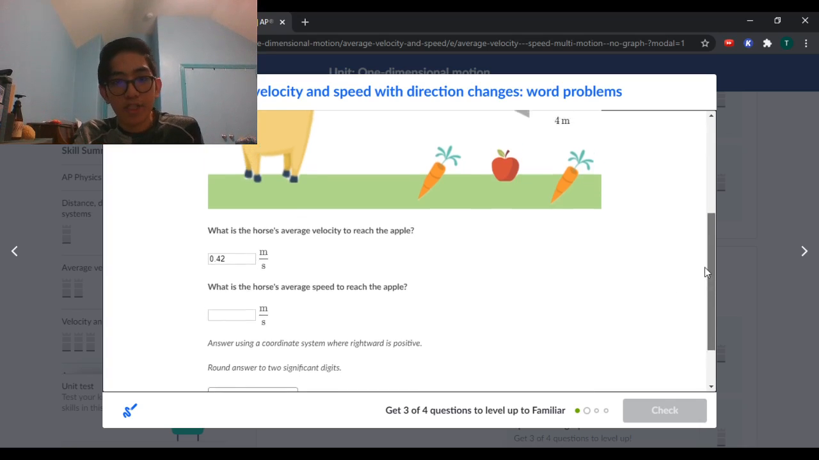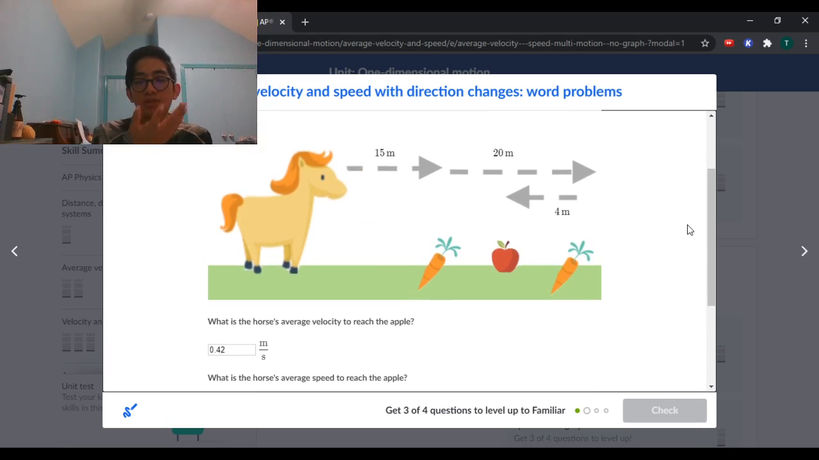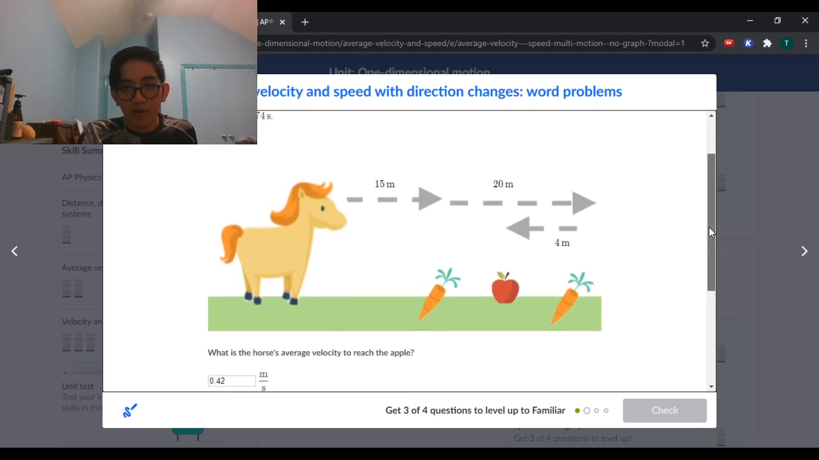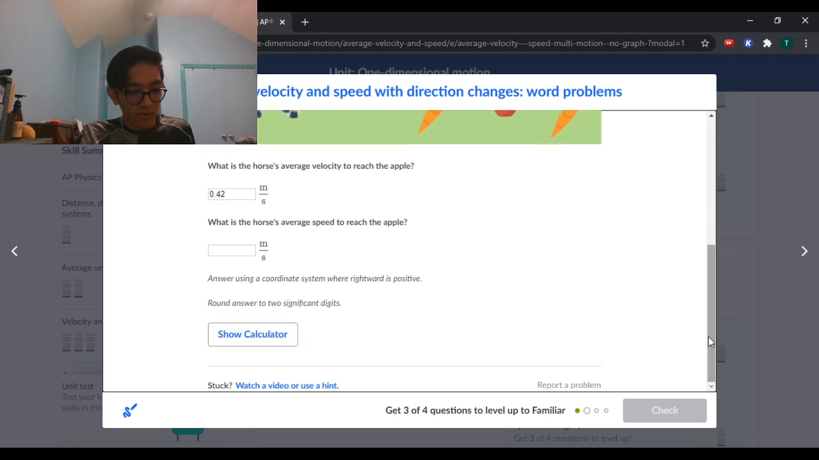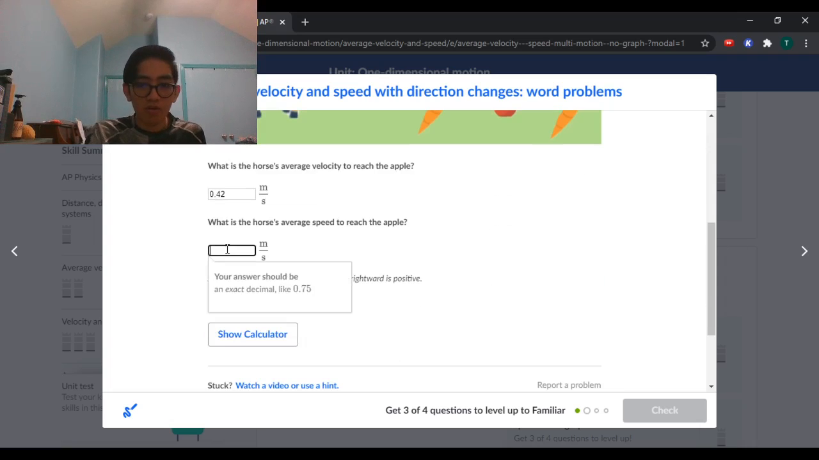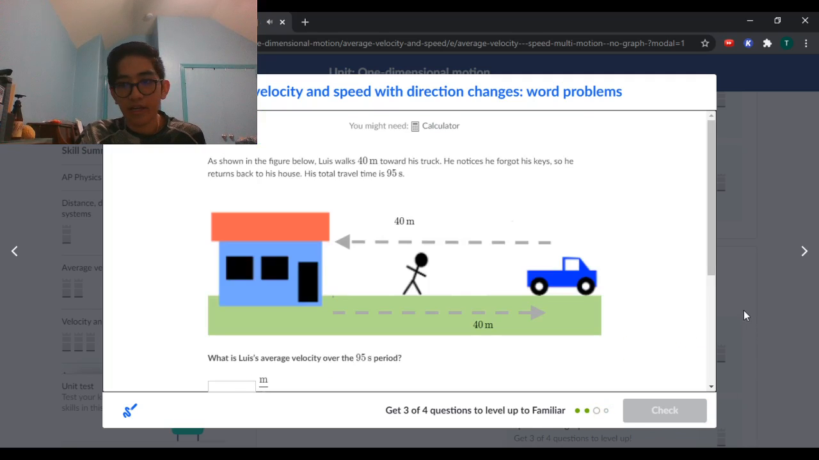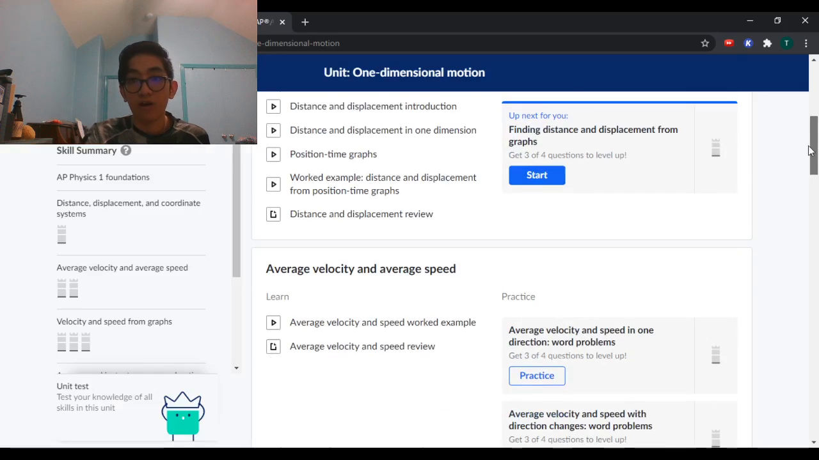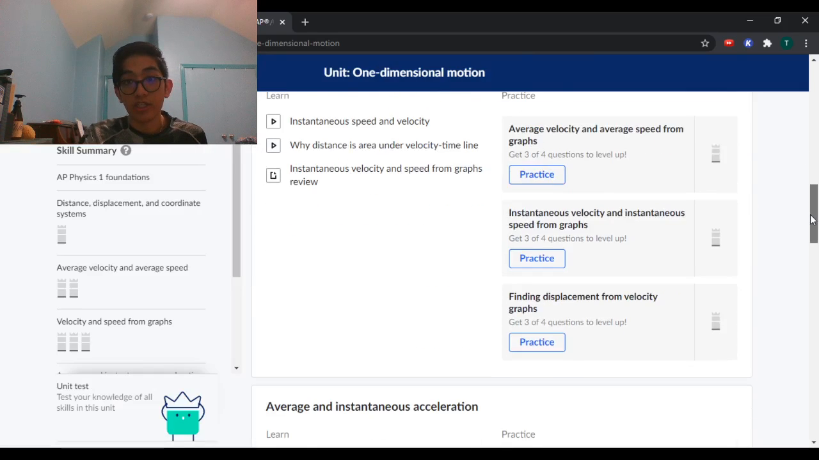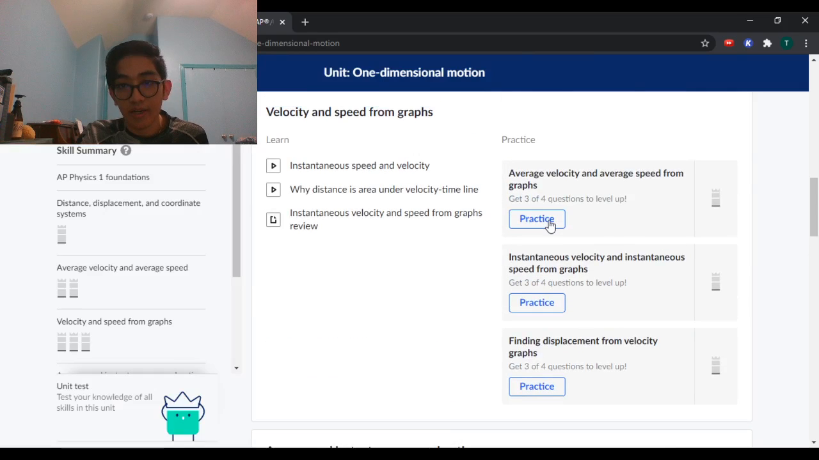Now the horse's average speed. So again, remember, average speed is basically how much you covered, right? So 15 plus 20 plus 4, right? That's how much distance we have traveled. 39 over 74, that is basically 0.53. And you can practice this whenever, and however you like it. But just as long as you're practicing it on your own, this is fine.